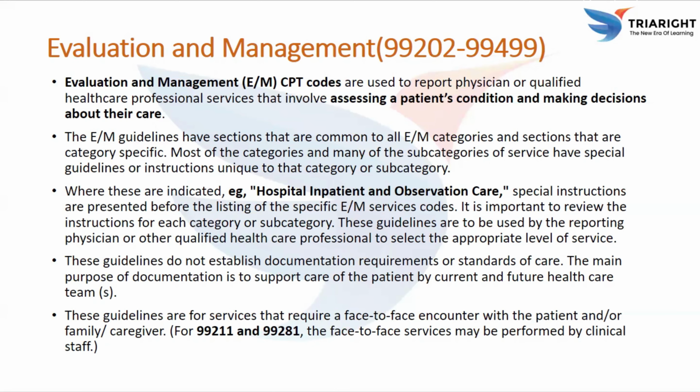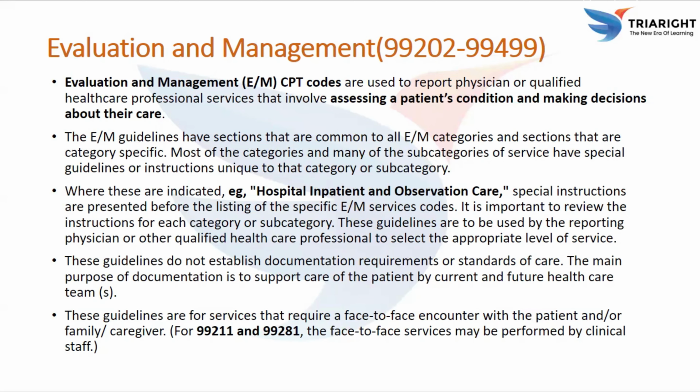So this slide mentions E&M guidelines, which are crucial. Guidelines are instructions on how to select the correct E&M code. These guidelines are found before each E&M category in the CPT code book. So what are the two types of guidelines? One is general guidelines, which apply to all the E&M services, and the other is category specific guidelines, which only apply to that section, for example, only hospital inpatient and observation care. So you have to always read the guidelines first before choosing a code.